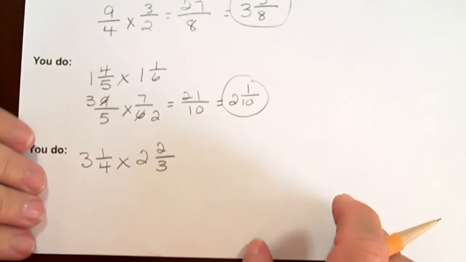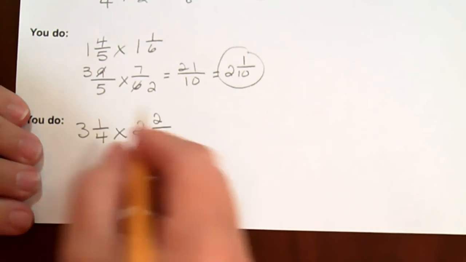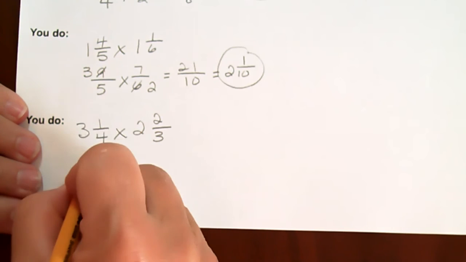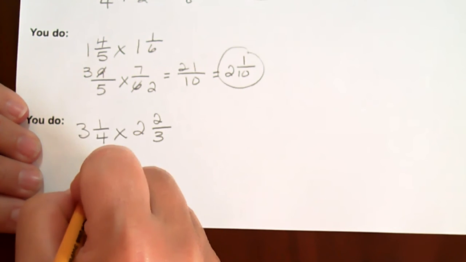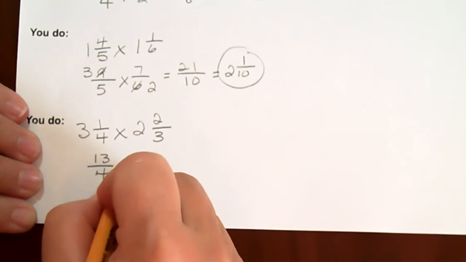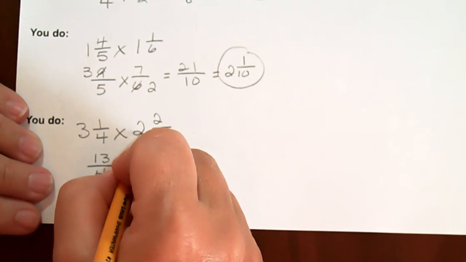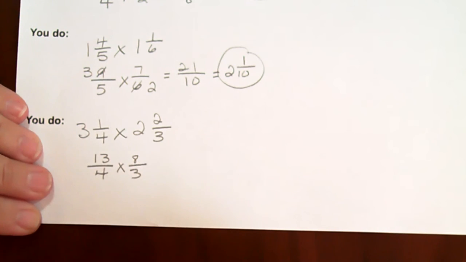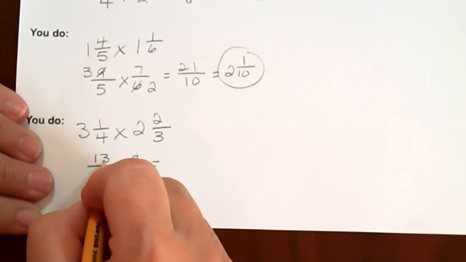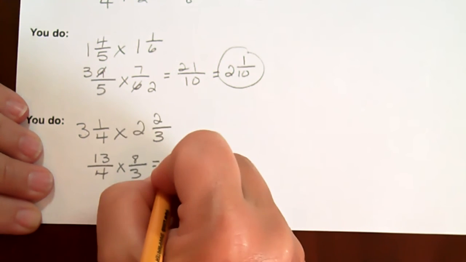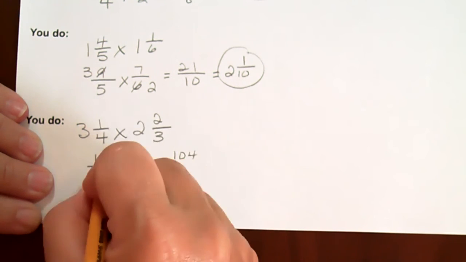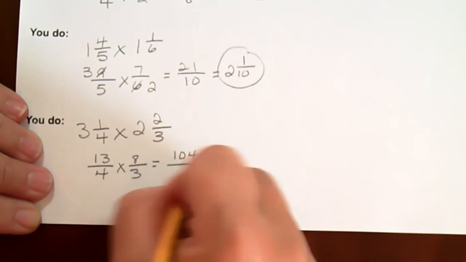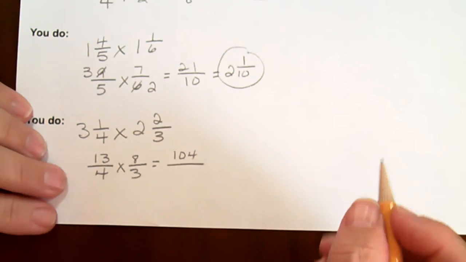All right, coming down to the last problem. Change them to improper fractions. 4 times 3 is 12, plus 1 is 13/4 times 3 times 2 is 6, plus 2 is 8, and then over 3. If we multiply across, 13 times 8 is 104. 8 times 3 is 24. Carry my 2. 8 times 1 is 8, plus 2 is 10. I know this is going too fast, but fractions is a review.